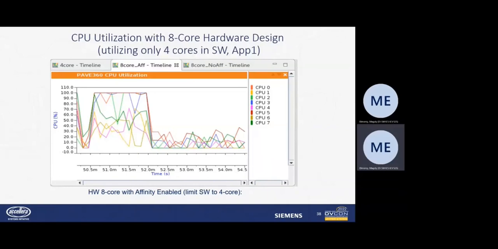And from all of this, we can conclude that you can play with the application and the hardware simultaneously and learn a lot of things about how the performance of the application would change with changing the configuration in your hardware.